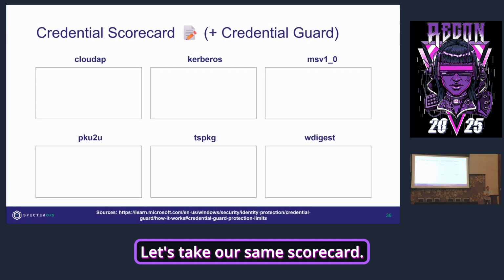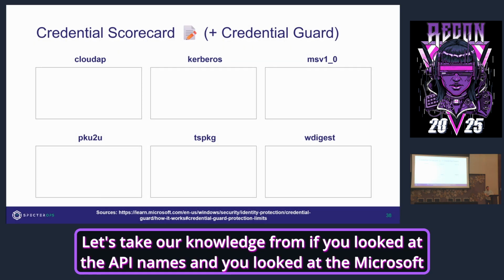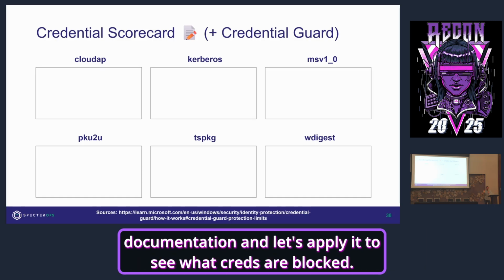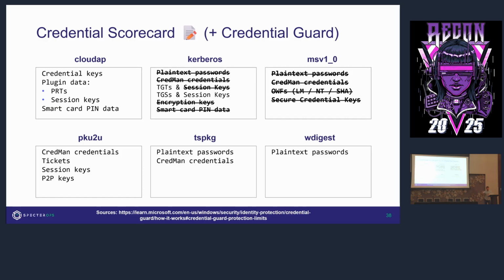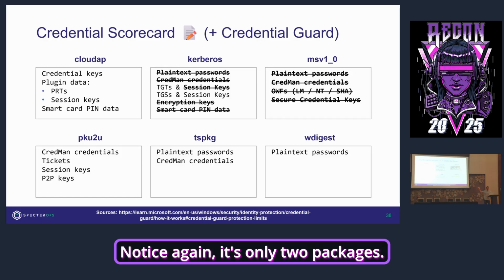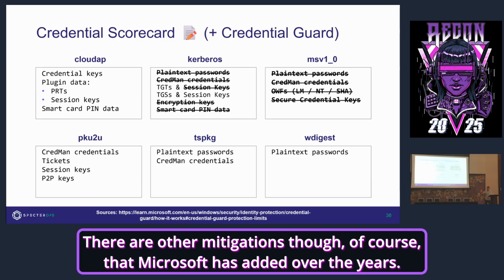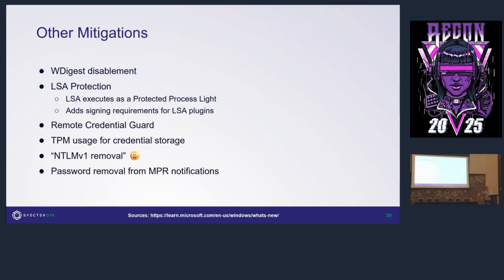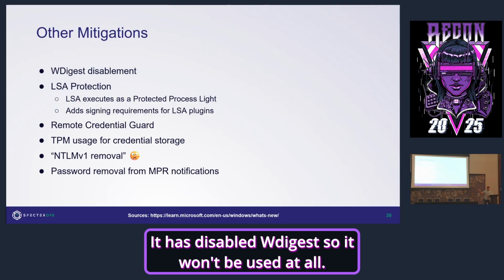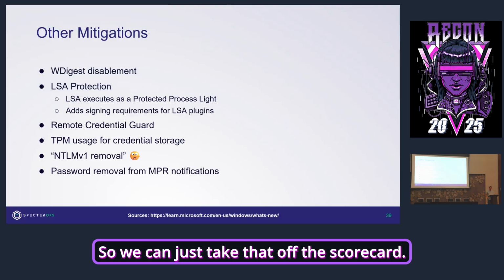So let's take our same scorecard. Let's take our knowledge from if you looked at the API names and you looked at the Microsoft documentation, and let's apply it to see what creds are blocked. Notice, again, it's only 2 packages. There are other mitigations, though, of course, that Microsoft has added over the years. These are the main ones. It has disabled wdigest, so it won't be used at all. So we can just take that off the scorecard.